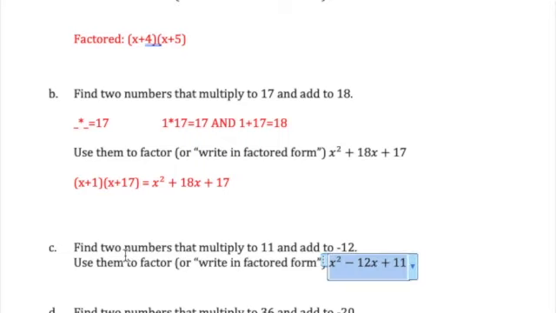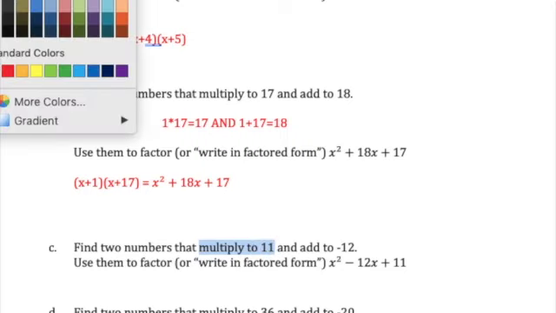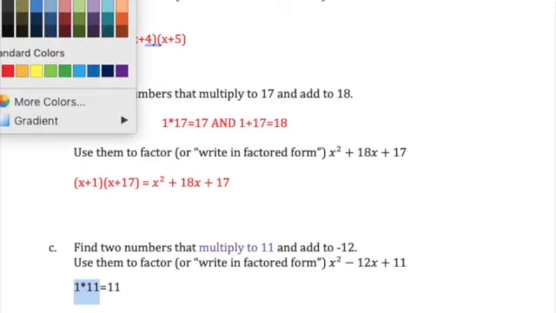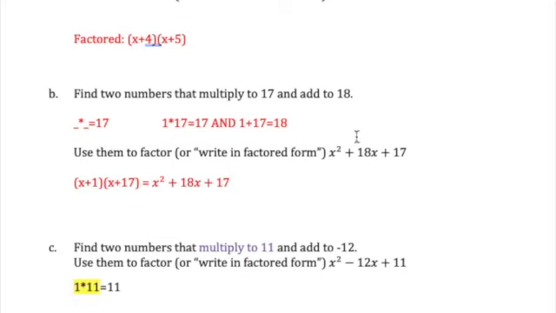So let's see, what two numbers multiply to get 11? Well, again, there's not too much that multiplies to get 11. I'm thinking, all right, well, I know 1 times 11 equals 11. So those are my two numbers, but they don't add to get me negative 12.